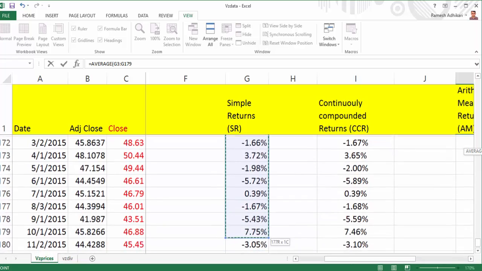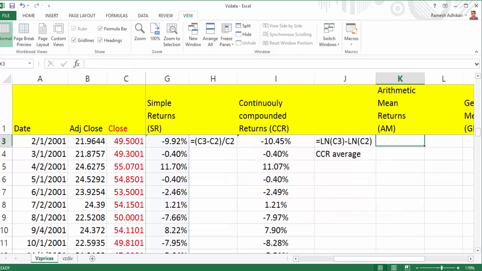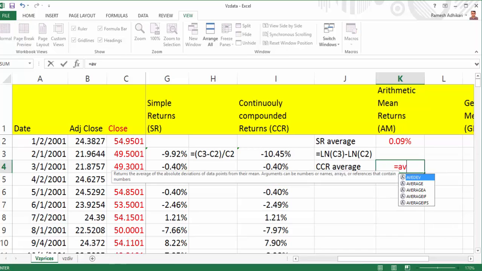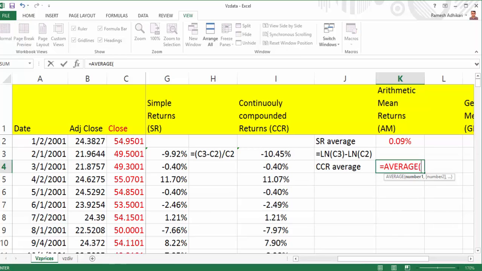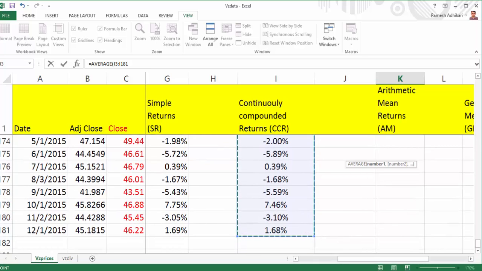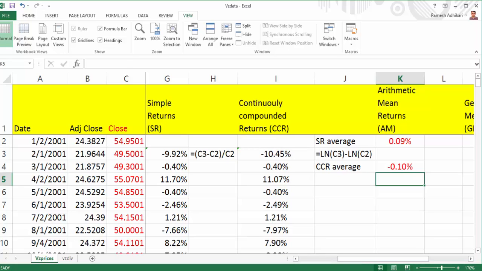Then you get the average, which means the arithmetic mean of simple returns. Similarly, you can also calculate the average, or arithmetic mean, for the continuously compounded return. All you have to do is again average, and then select all the continuously compounded returns, right? So this is how you calculate it. So this is the average of the continuously compounded return. So the arithmetic mean is easy.